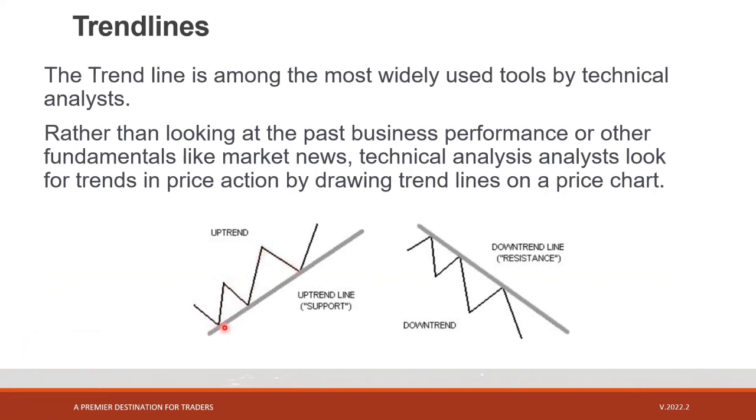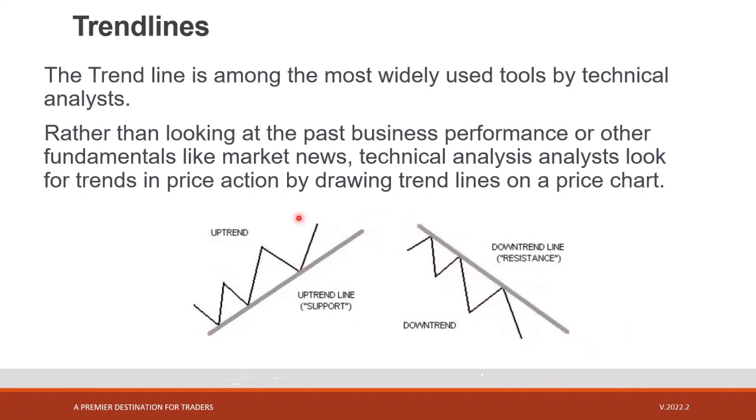Now, what you notice is when you connect this low to this low in an uptrend, when the market is pushing higher, we draw our trend line at the lows. What we're doing is we want to see how price reacts whenever it comes back to this trend line. So in an uptrend, we draw our trend lines below, and it's going to serve as support. And in a downtrend, where price is making lower lows and lower highs, we draw a trend line up above price, and in this case it serves as potential resistance.